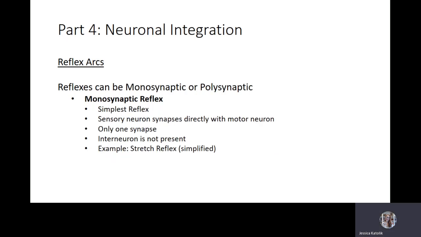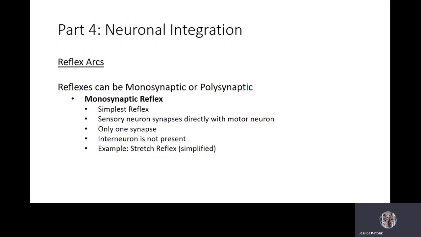All right. Reflexes can also be monosynaptic and polysynaptic. Remember in our diagram of a reflex, I said that the interneuron can sometimes be optional. And so this is where we're going to talk about that in more detail. Monosynaptic reflexes are very simple. Essentially, a sensory neuron will directly connect to a motor neuron. In this situation, there is no interneuron present.